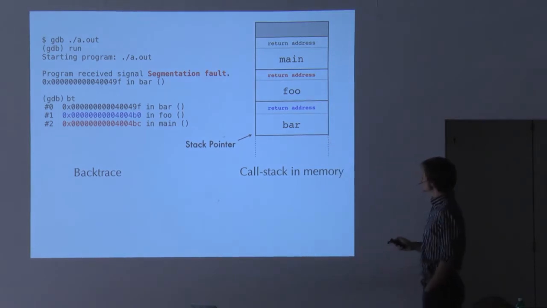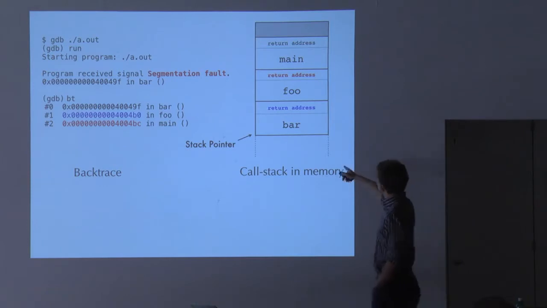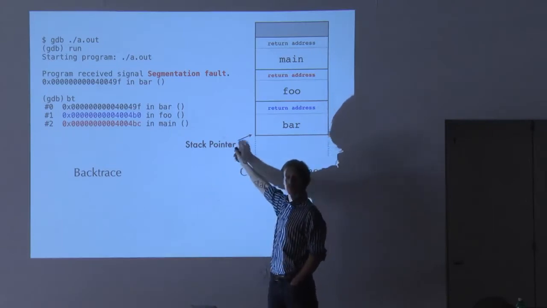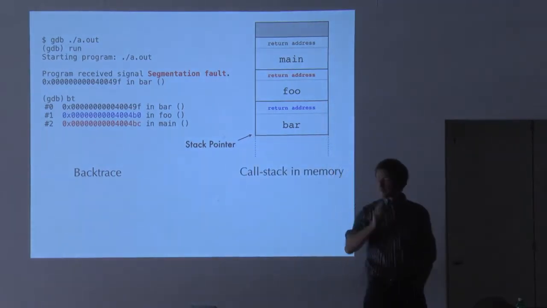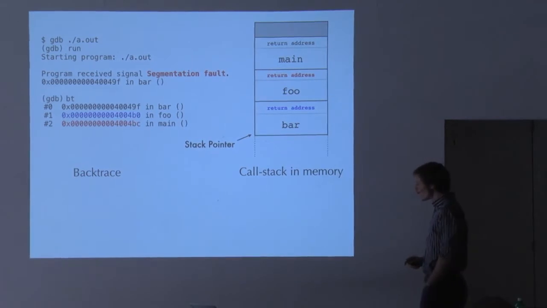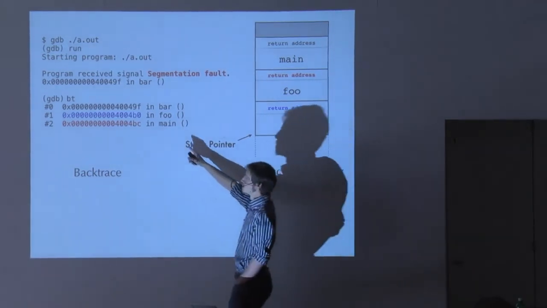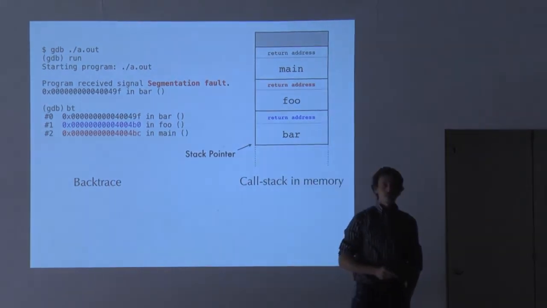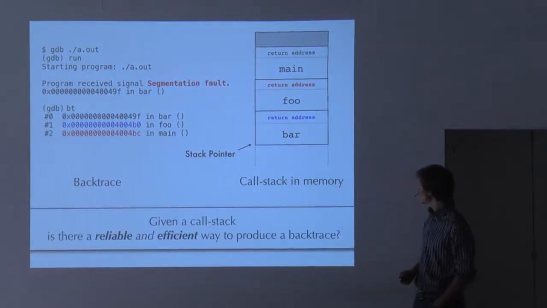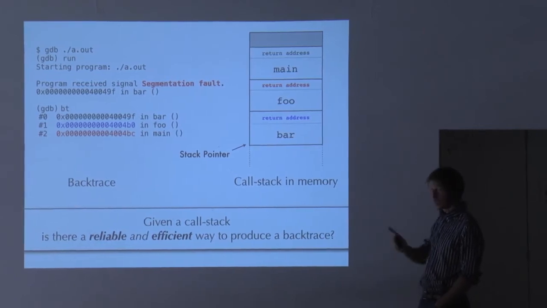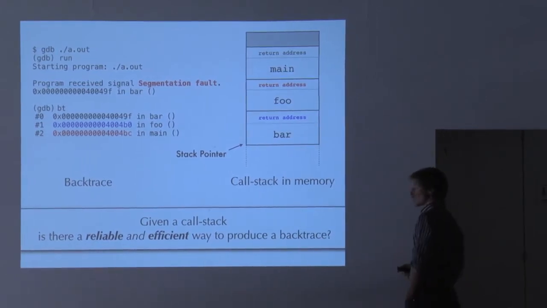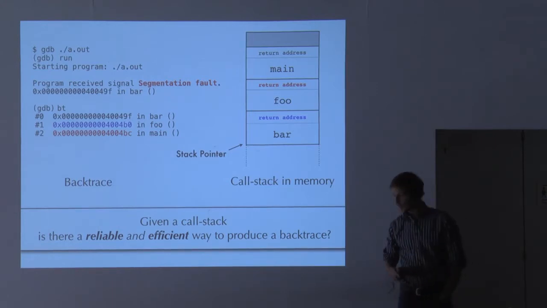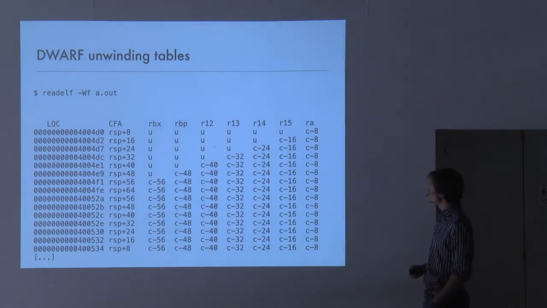Now, imagine that you have the call stack in memory, and the only thing you know about it is the top of the stack. You only know the stack pointer. How can you generate a backtrace? You must be able to unwind the stack to find all the return addresses. So, question: given a call stack, is there a reliable and efficient way to produce a backtrace? And of course there is one answer, which is called DWARF Unwinding Tables.